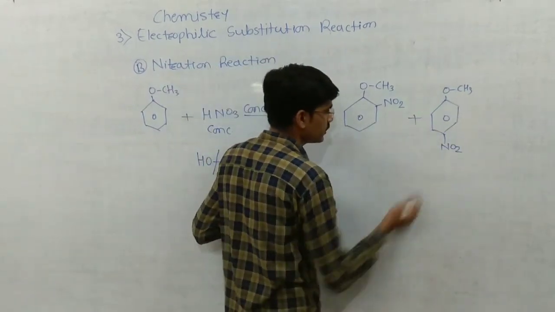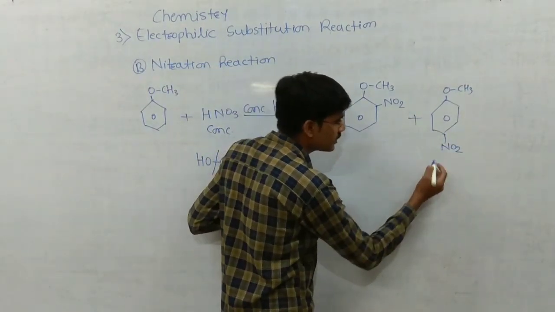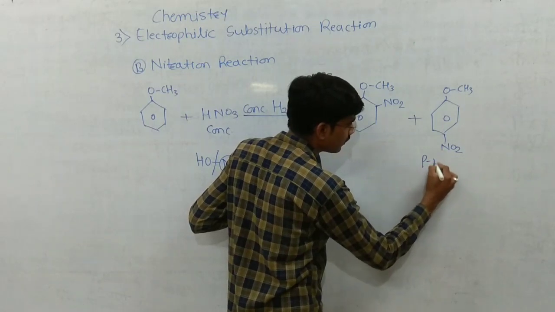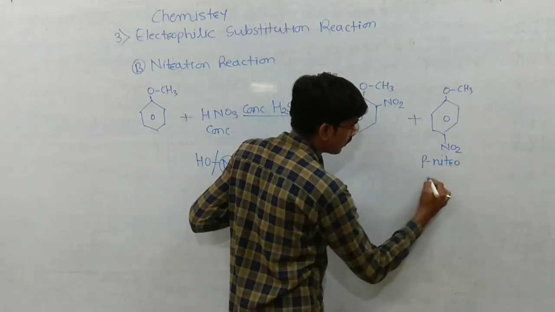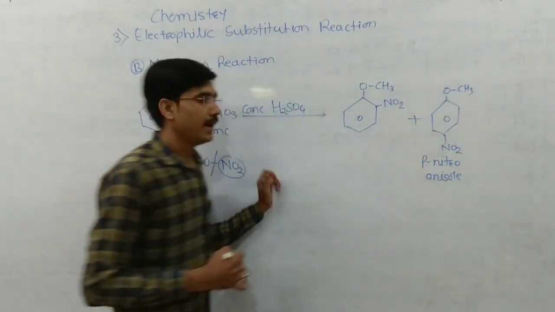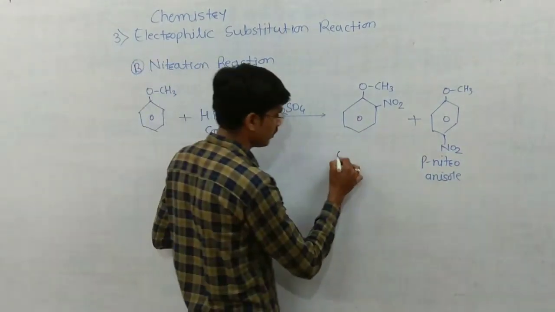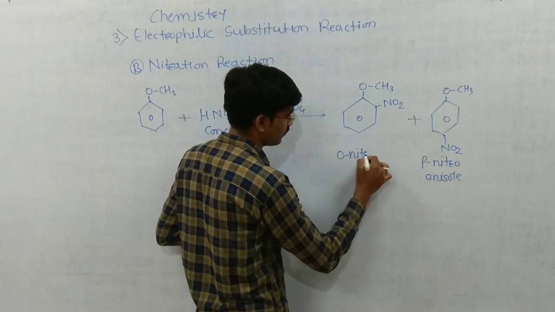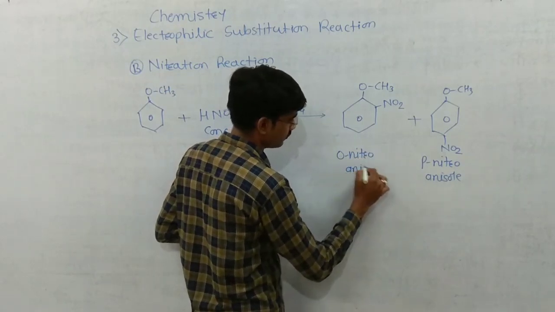The name of product is, that compound is para nitro anisole, and this compound is ortho nitro anisole.